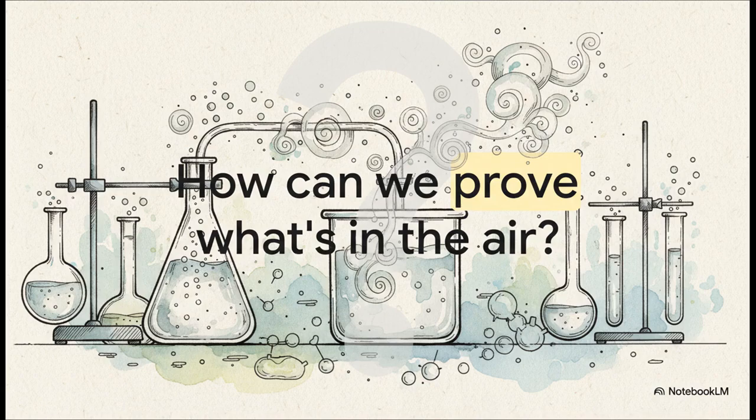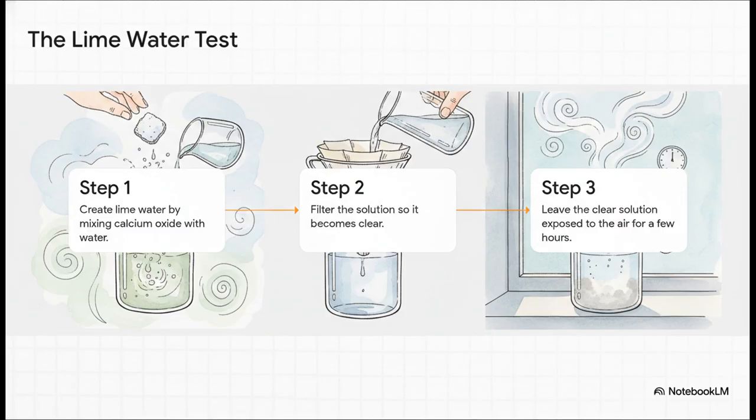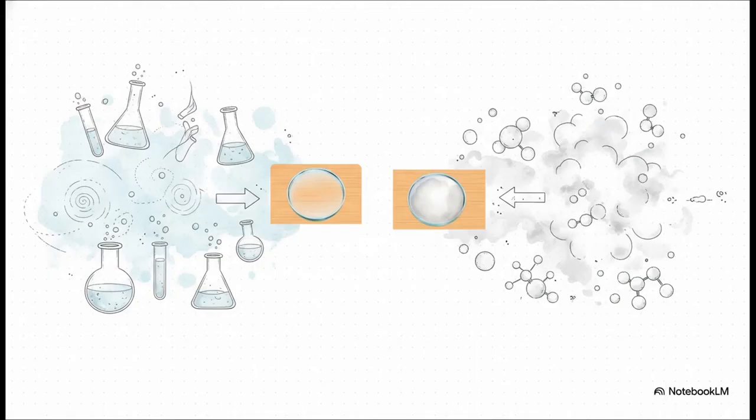But how can we be so sure? We can't see any of these gases. How do you prove that something like carbon dioxide is really there? Well, there's a simple and pretty clever experiment for that. It's called the lime water test. Basically, you create a clear solution called lime water. Then you just leave it out in a dish, completely exposed to the open air. And then you just wait. And here's the magic. That completely clear liquid on the left slowly transforms into the milky, cloudy liquid you see on the right. This visible change is our proof.